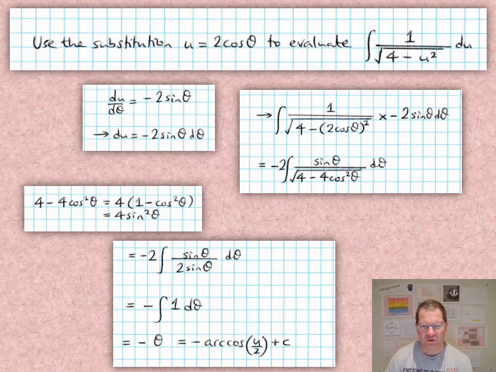So we've got minus 2 times the integral of sine theta over 2 sine theta d theta, where the sine thetas cancel out and leave us with minus the integral of 1 d theta, which is just minus theta. And since u equals 2 cos theta, that means that theta is the arc cos of u over 2. So the final answer is negative arc cos of (u over 2) plus c. Thank you very much.